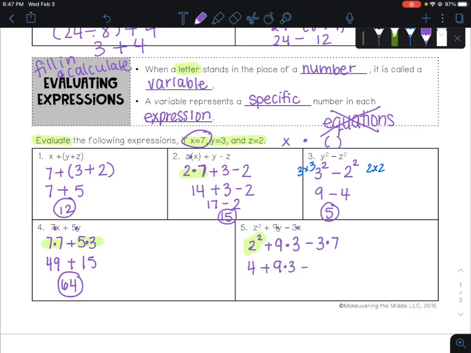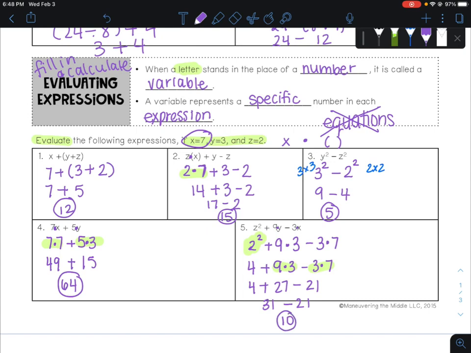Copy the rest. I'm going to do both multiplications at the same time. You don't have to. You get 27 minus 21 there. Go in the order that you see it, left to right. So 4 plus 27, it's going to be 31 minus the 21. Final answer, 10. All right?